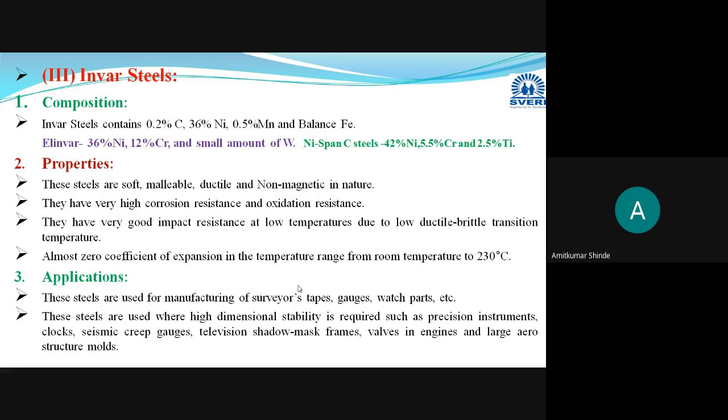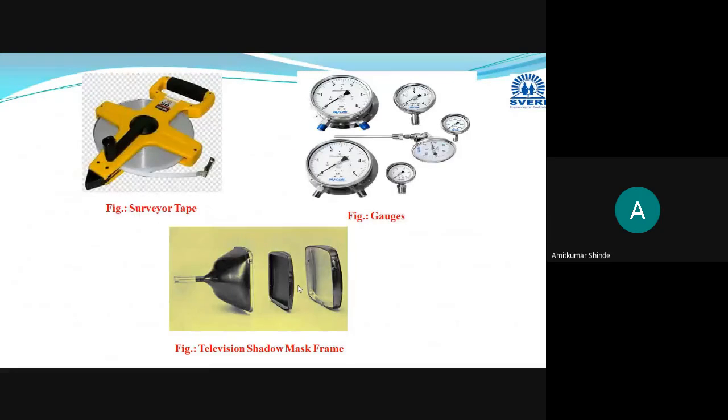All these are manufactured with the help of these Invar steels. Okay, please complete the writing of this slide. And images of these Invar steel applications you can see in this slide. These are the surveyor tapes, different types of gauges, and the television shadow mask frame I have shown here. These are some applications of this Invar steel.